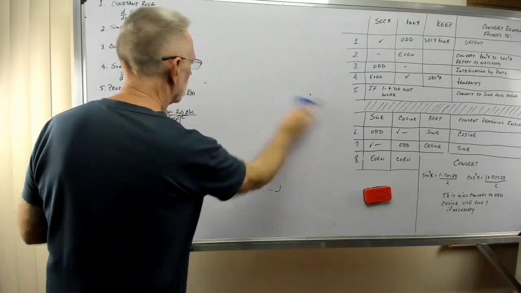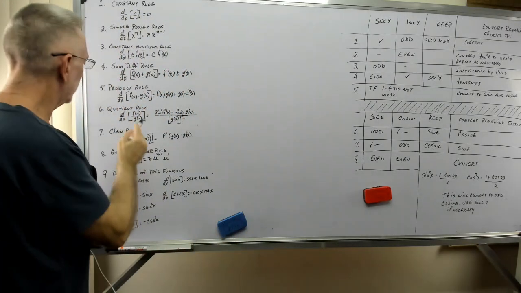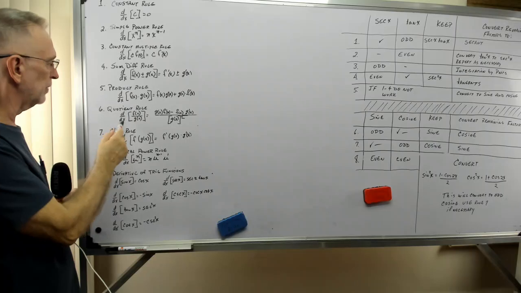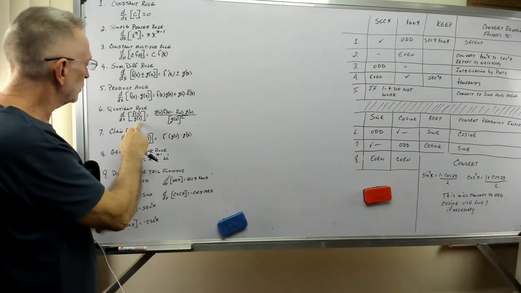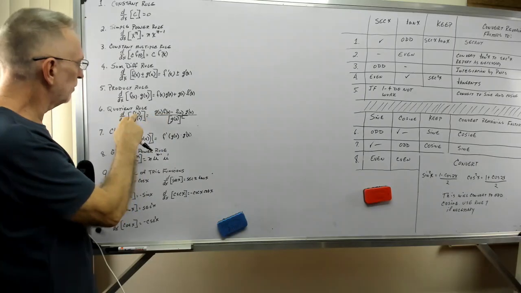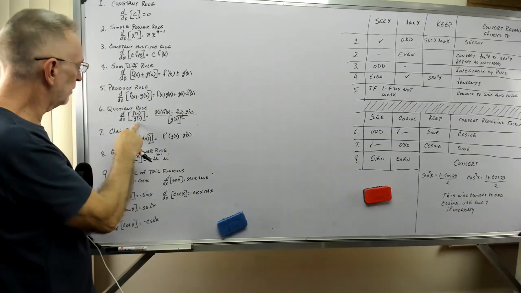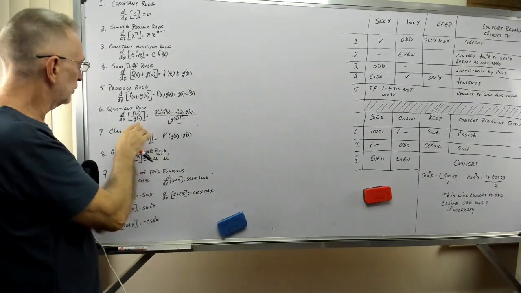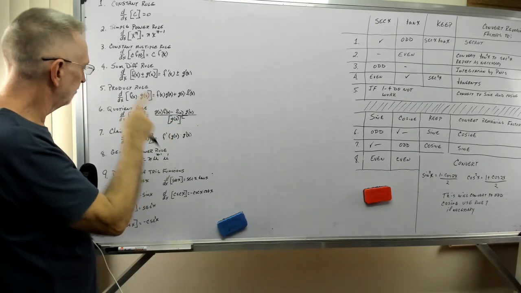What about the quotient rule? It says if you have two functions, f of x divided by g of x, and you're trying to take the derivative of those, you have to take the function that's on the bottom times the derivative of the one on the top, minus the function on the top times the derivative of the one on the bottom, divided by the function on the bottom, the denominator, squared.